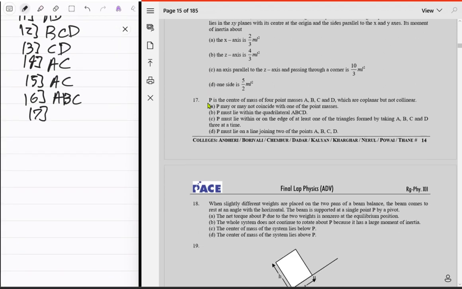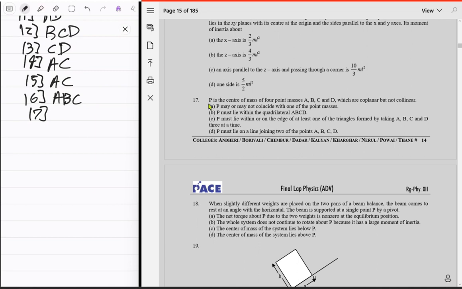#17, P is the center of mass of 4 points A, B, C, D, which are coplanar but not collinear. P may or may not coincide with one of the point masses. Wait, 4 point masses? We don't know their masses, so it's like a weighted mean or something, right? If their masses were non-zero, then that's not going to ever happen, because it can't... actually, maybe it can.